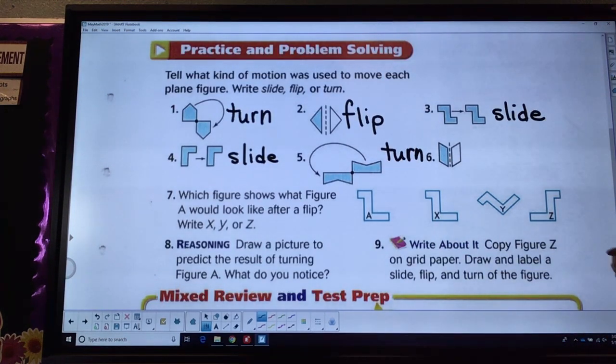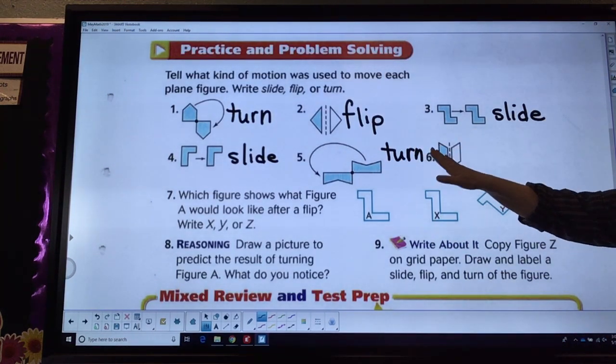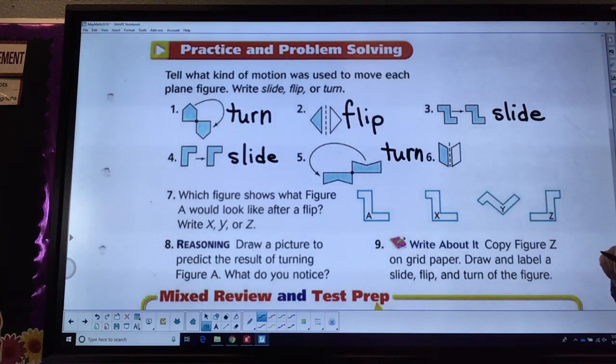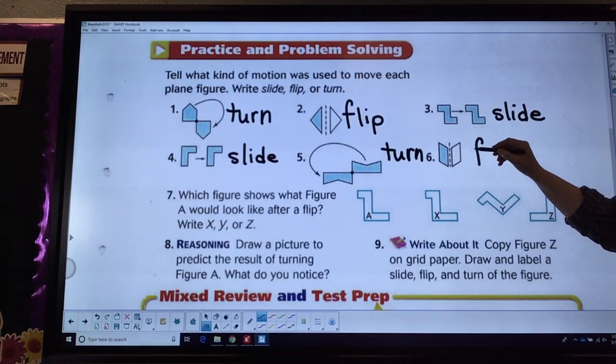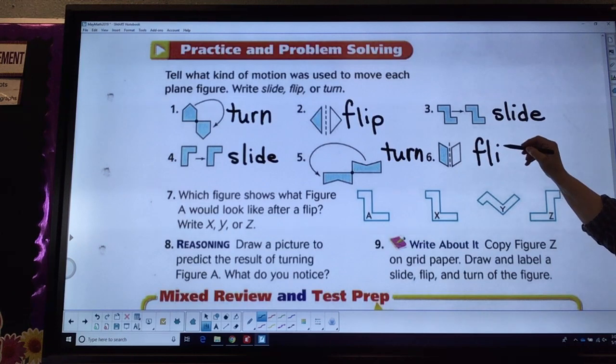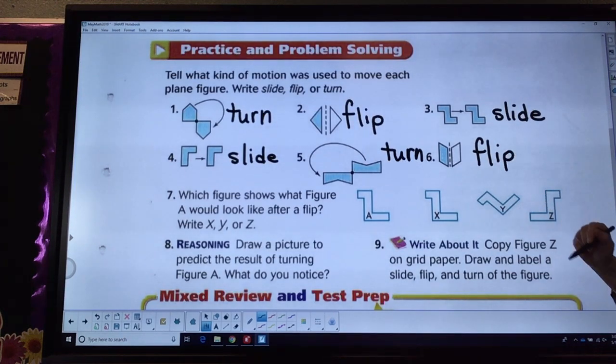Okay, number 6, we have that dashed line to show that something has been flipped. Okay, it's like the postcard that they used in the example earlier. And a flip is also called a reflection.